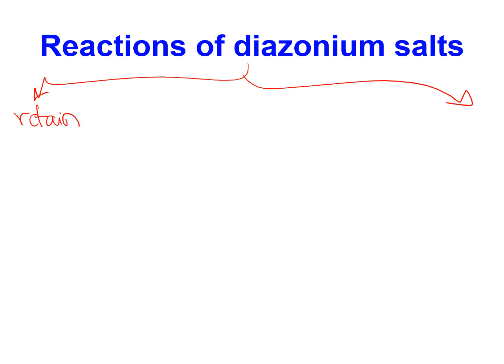Now, if we discuss the reactions of diazonium salts, I have already discussed one of these reactions. We can first classify them into reactions where we retain the nitrogen, we keep the nitrogen, or we lose the nitrogen. So you can keep the nitrogen of the diazonium or you can lose it.